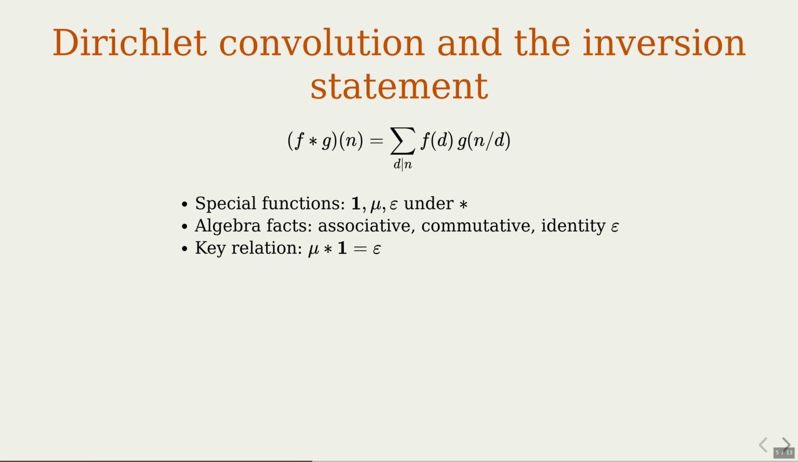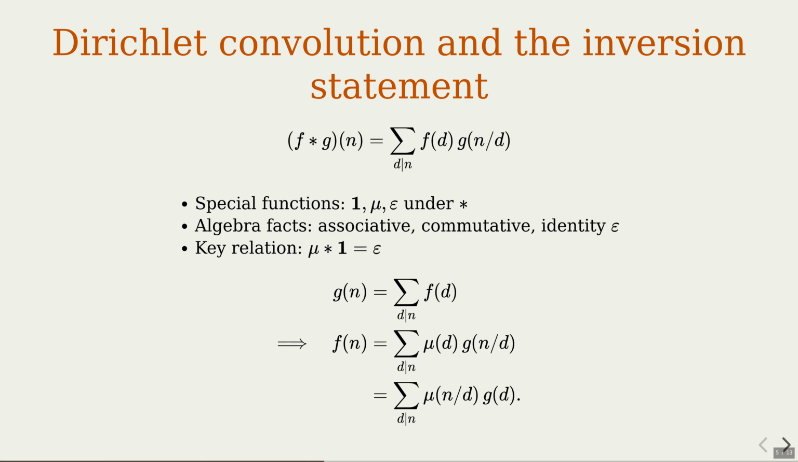So convolution behaves like a nice commutative product, with epsilon playing the role of the multiplicative identity. And the punchline from last time is that mu is the inverse of the constant 1 function under convolution. Möbius inversion says that if g is the divisor sum of f, then f can be recovered from g by another divisor sum where the coefficients are mu. So we have a forward formula defining g from f, and a backward formula reconstructing f from g. Now let us see why this inversion formula follows almost mechanically from the convolution algebra.